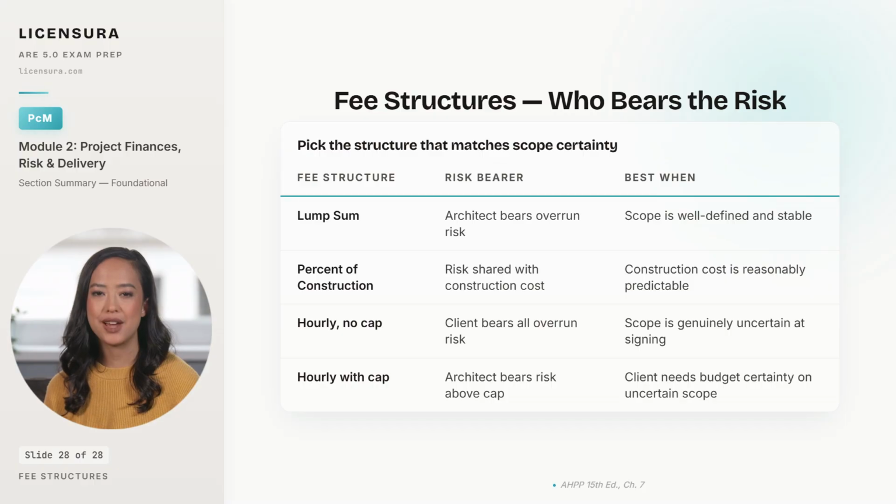The mistake firms make is defaulting to lump sum, because the client asked for a number, when the scope is too uncertain to support a fixed fee. That is how you end up working the last 20% of a project at a loss. Last reference, the 4 delivery methods and the single sentence that separates them.